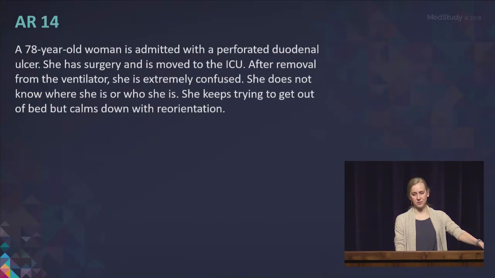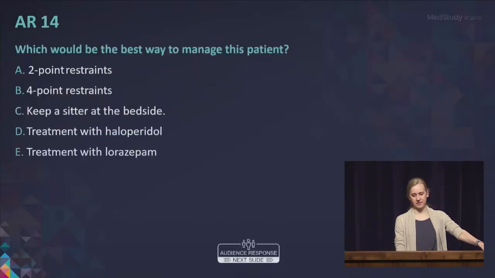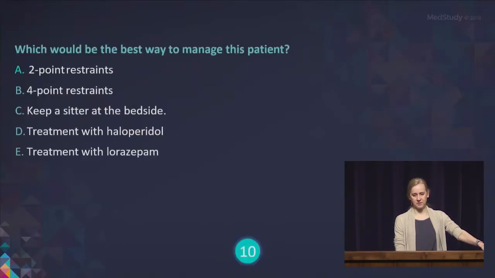A 78-year-old woman is admitted with a perforated duodenal ulcer. She has surgery and is moved to the ICU. After removal from the ventilator, she is extremely confused. She does not know where she is or who she is. She keeps trying to get out of bed, but calms down with reorientation. So what would be the best way to manage this patient?